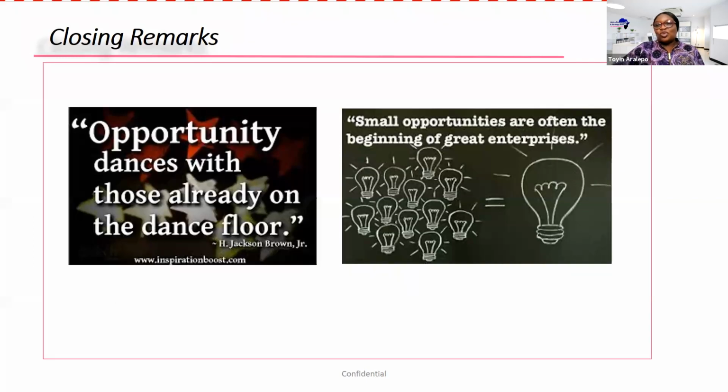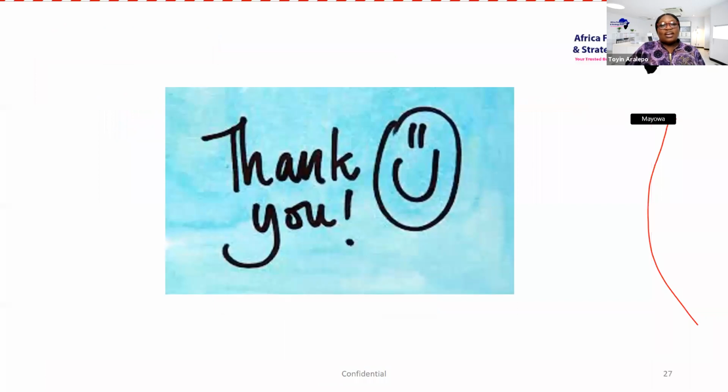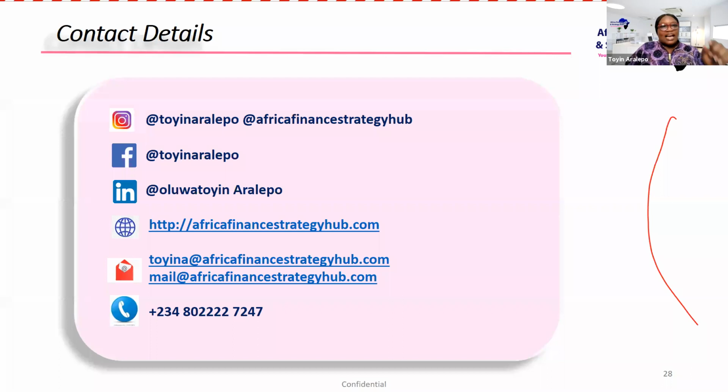So I'm just going to close it here. This is an opportunity that MSME has given to you. And like the saying goes, opportunity dances with those already on the dance floor. So are you on the dance floor of your cash flow? Are you going to manage your cash flow in the right way from today? And nothing is more expensive than a missed opportunity. Don't miss this opportunity. You need to work on your cash flow. Extremely important. So thank you very much.